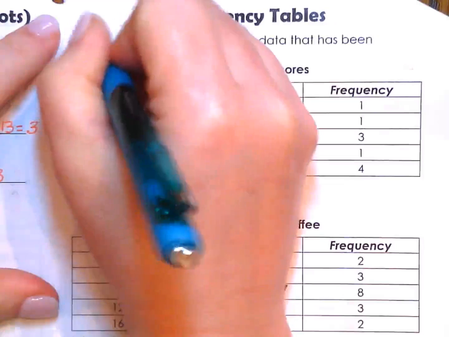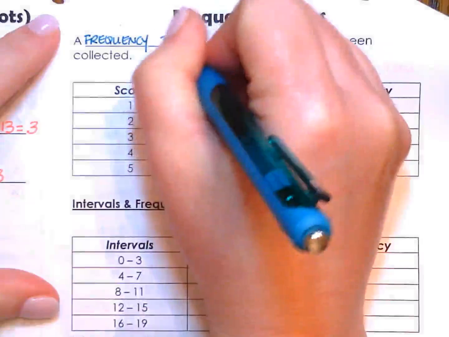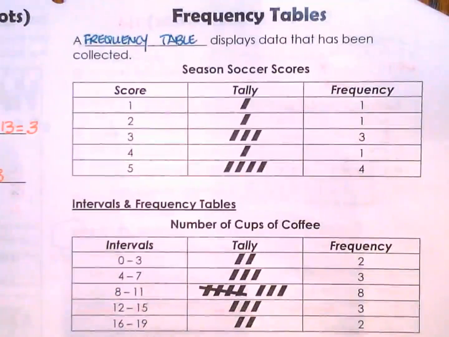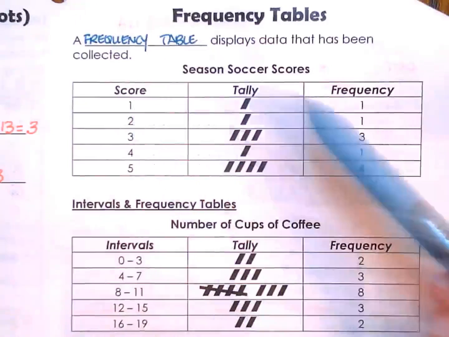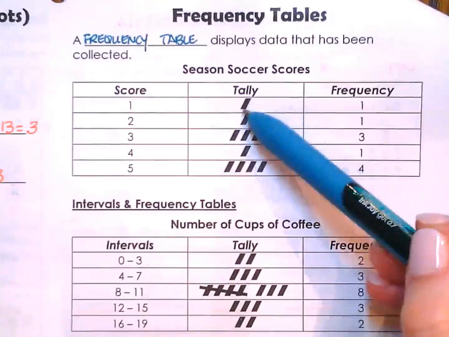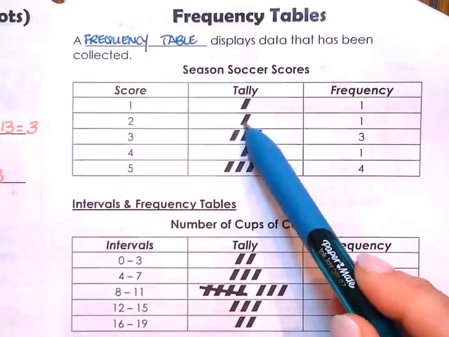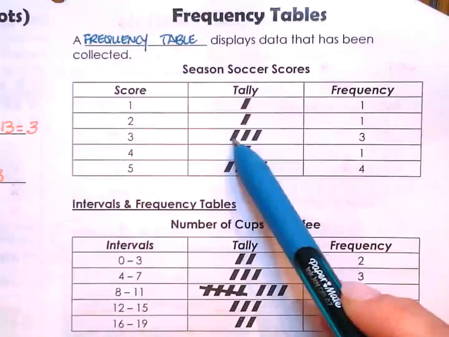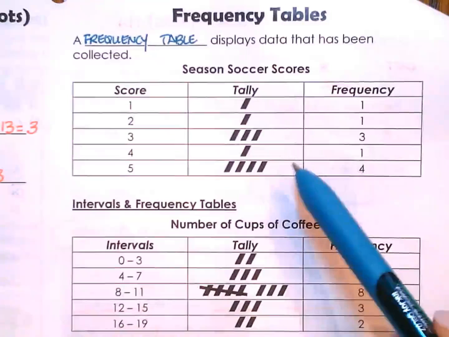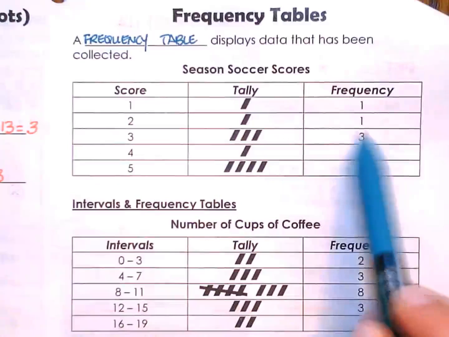A frequency table displays data that's been collected. It's just a quick and easy way for us to organize information. You can do it simply: anybody who scored 1 point gets a tally. So this represents one person who scored 1 point. This one scored 2 points. This is one person who scored 2 points. And you'll notice we're adding those tallies up. This shows that 3 people scored 3 soccer scores. And notice that we count up those tallies and we mark them.